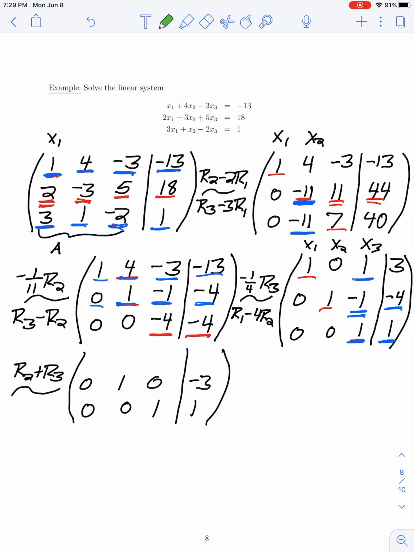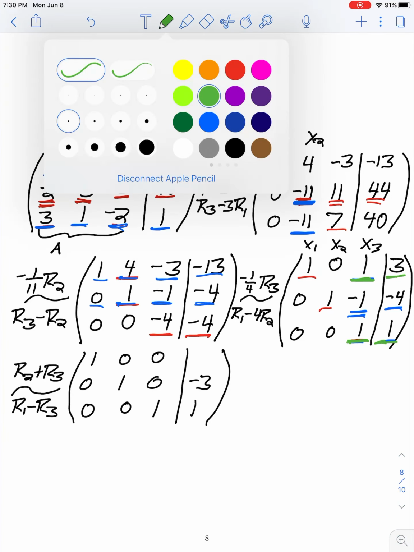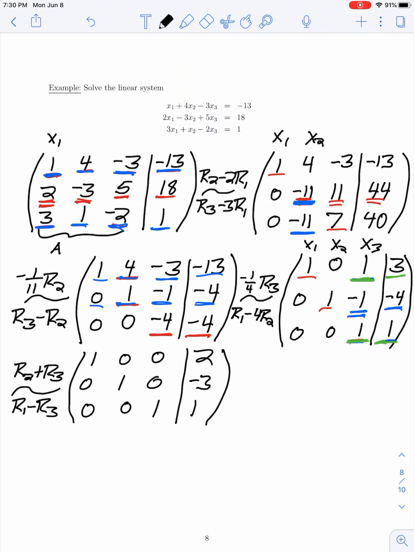And in our last step, to kill off this positive 1 coefficient that we have in our first row, last column, I could just subtract the positive 1 that I have in that same column from the third row. That is, take row 1 minus row 3. So let's write the operation we're performing. Row 1 minus row 3. So that leaves me with a first row of 1, 0, 0. And then performing that operation on the constants, I would have 3 minus 1 is 2.